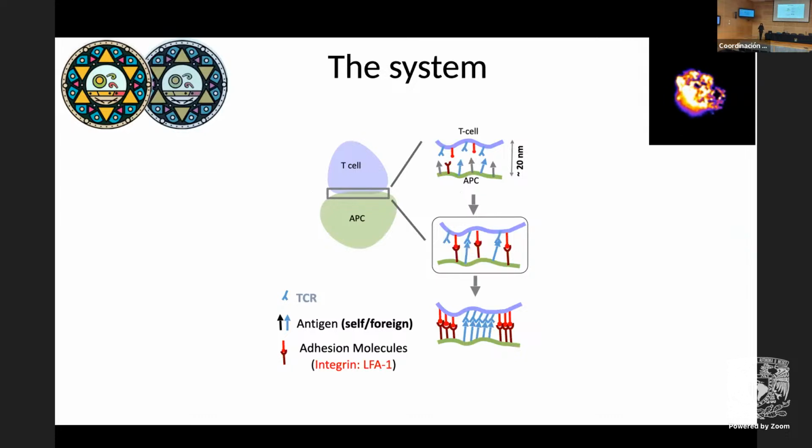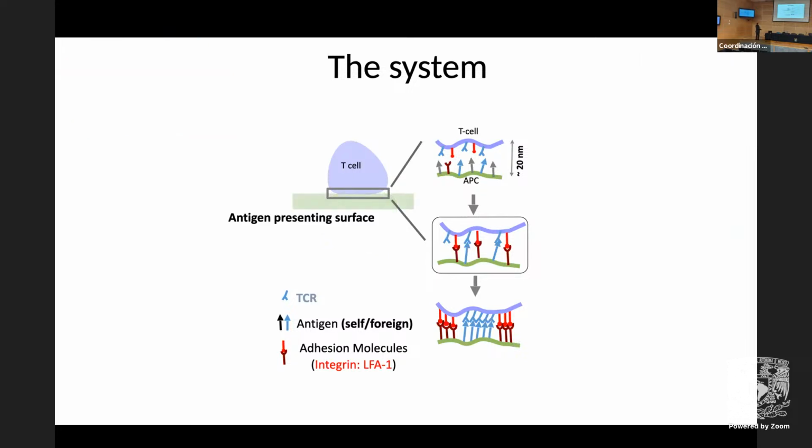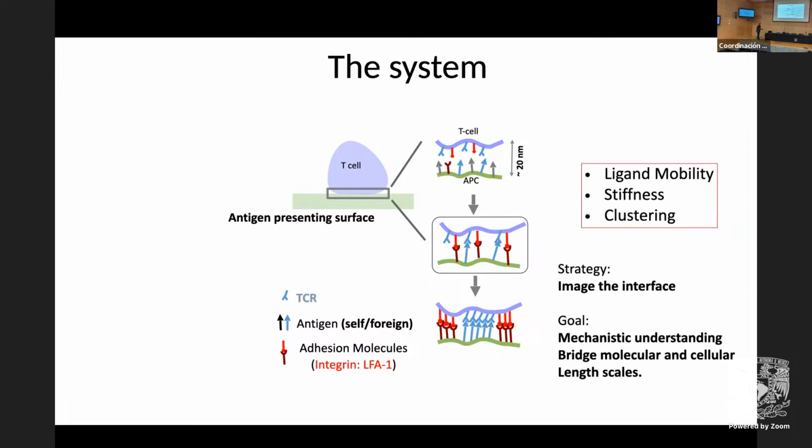My approach is to replace the antigen presenting cell with which the T cell was interacting with an antigen presenting surface. This is, again, something that Pierre, J. Groves, Laurent, everyone introduced. And then what we do in the lab is to vary some property on the surface, which can be ligand mobility, which can be stiffness, which I will not talk much about because Pierre talked about it, and clustering. This will be what I talk to you about mainly for the next 15 minutes.